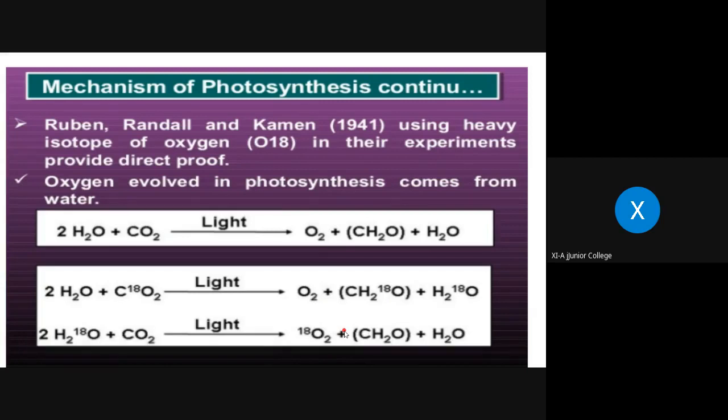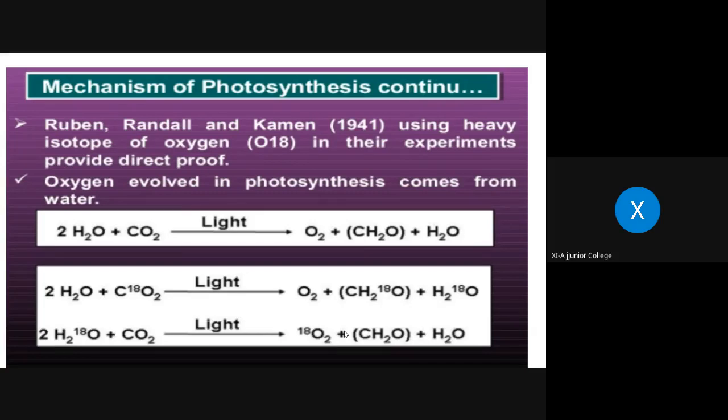From where did it come? From this experiment, that group of scientists, Rubin and Kamen, could prove that this oxygen is coming from water. Because when CO2 with the heavy isotope of oxygen is utilized, the oxygen which is released is of normal type. But when water containing the heavy isotope of oxygen is used, the oxygen released is the heavy isotope of oxygen. That means this oxygen is coming from water. So there is splitting of water, and from water this oxygen is released.